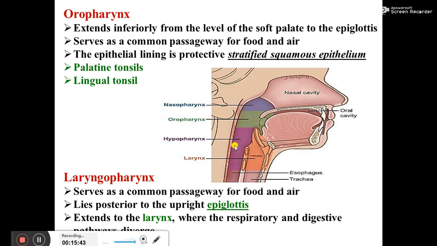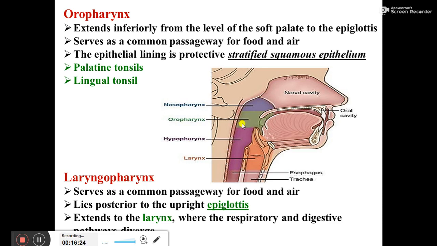Now the third, that is hypopharynx. The other word is laryngopharynx. Why laryngopharynx? Because it connects further to the larynx. So it is also a common passageway for food and air, and it extends to the larynx. In the respiratory part, this passage extends to the larynx, and in the digestive part it further continues as the esophagus. So here the divergence of the respiratory system and the digestive system takes place at the laryngopharynx level. It lies posterior to the upright epiglottis. So here the epiglottis is present.